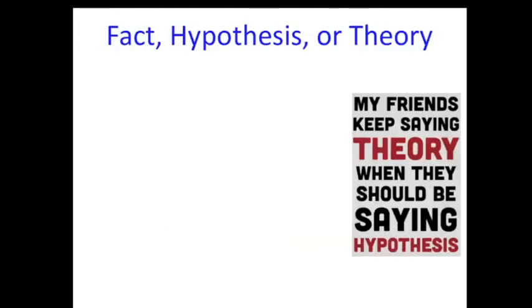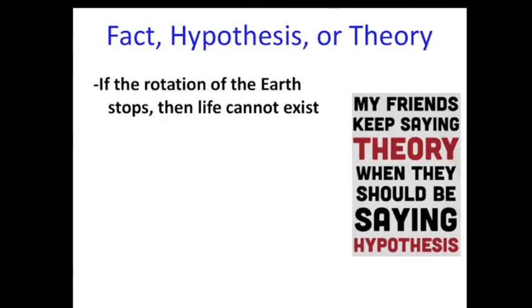Okay, so let's end the lecture portion today with a very quick test. My friends keep saying theory when they should be saying hypothesis. If the rotation of the Earth stops, then life cannot exist. Is that a fact, a hypothesis, or a theory? One thing that gives away a hypothesis is anytime you see the relationship of if, then. We usually add because to it. If and then. If you see those words, you're dealing with a question, something that needs to be tested. If this happens, then this happens. Cause and effect, right?